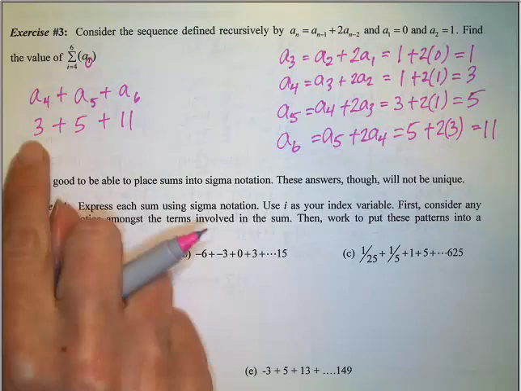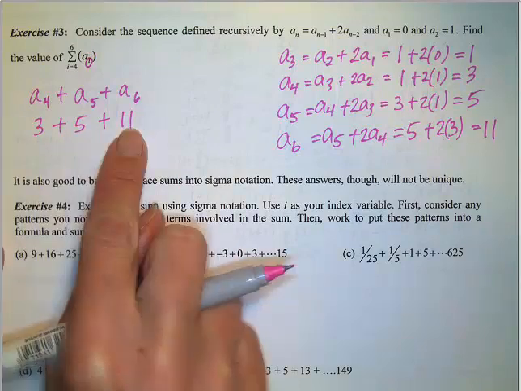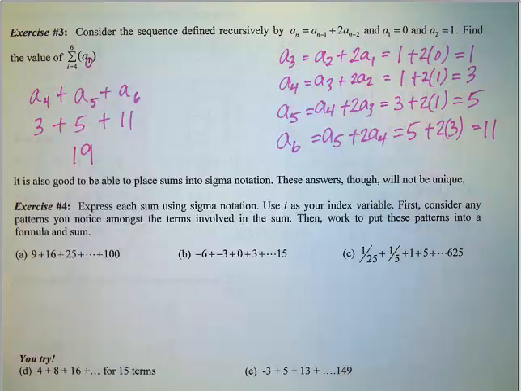So 3 plus 5 is 8, plus 11 is 19. So the sum of this is 19. That's crazy. That's a very difficult question. So make sure you take the time to look that one over.